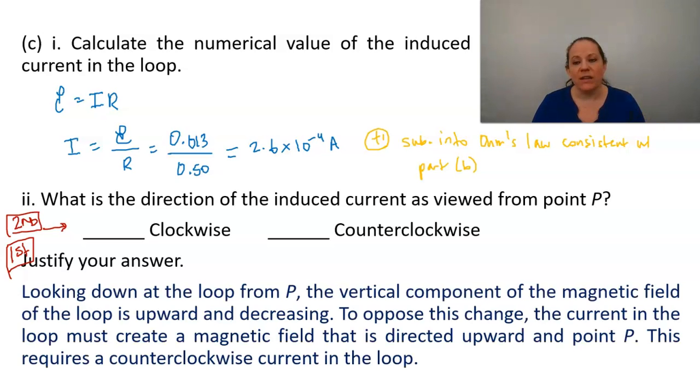So for this one, when we look down at the loop from P, the vertical component of the magnetic field of the loop is upward and decreasing. To oppose this change, the current in the loop must create a magnetic field that is directed upward at point P. And this requires a counterclockwise current in the loop.